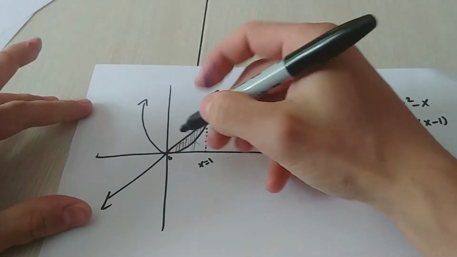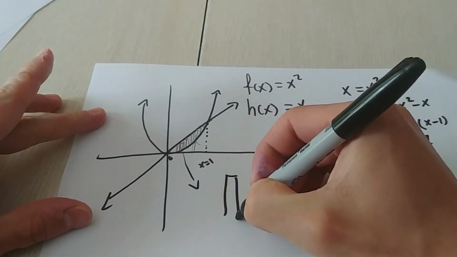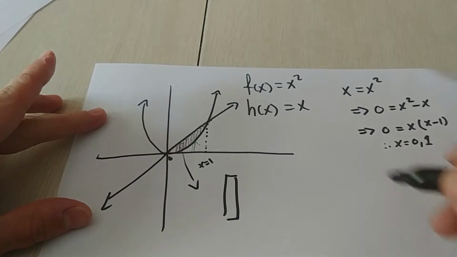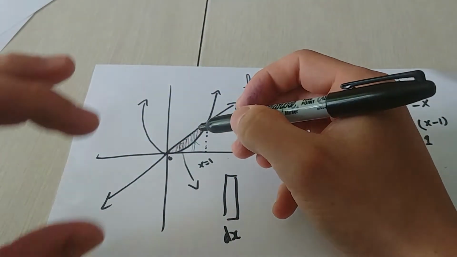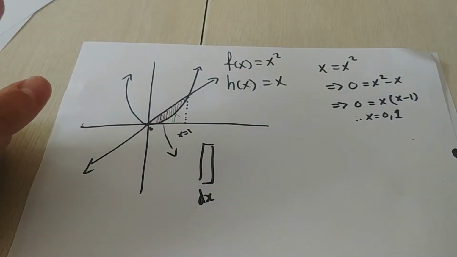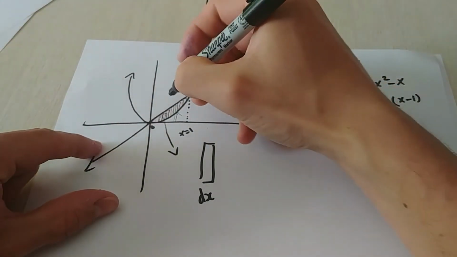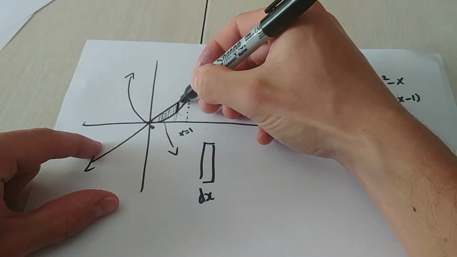So let's look at what one of the rectangles looks like. So one of the rectangles has the width dx, as the width is still infinitely small in the x direction, but the height is a lot trickier. So its height is the portion, I'm just gonna mark it up. The height is that black portion right there.